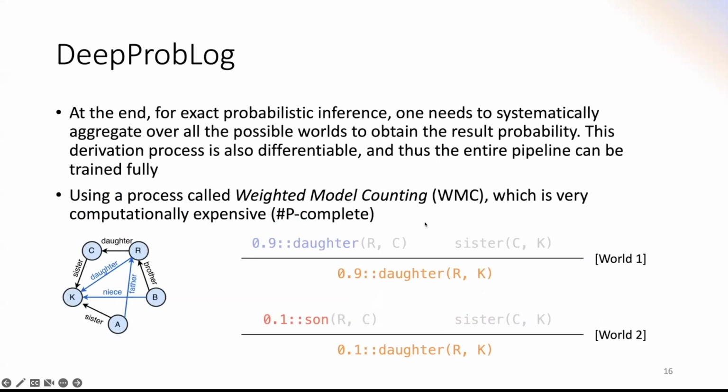Now, to handle this multi-world semantics, they use something called exact probabilistic inference, using a process called weighted model counting. We won't get into details, but just keep in mind that all those processes are fully differentiable, and that means if there's a gradient on the final result's probability, we can backpropagate all the way into the input probability.